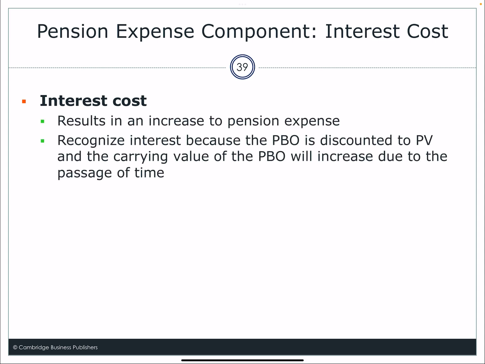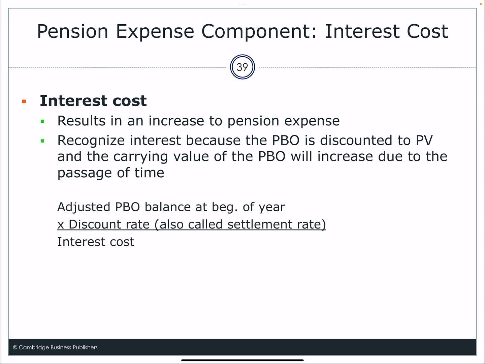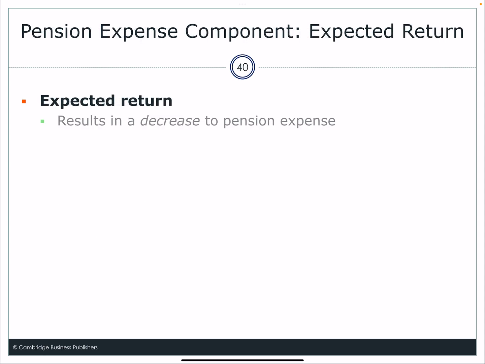The interest costs results in an increase. Again, it's because that PBO is discounted, and we've got to recognize the fact that time is passing, which makes the obligation need to grow. Right? If we wanted to do the math ourselves, we would take that PBO balance at the beginning of the year times the discount rate. That would be our interest costs.